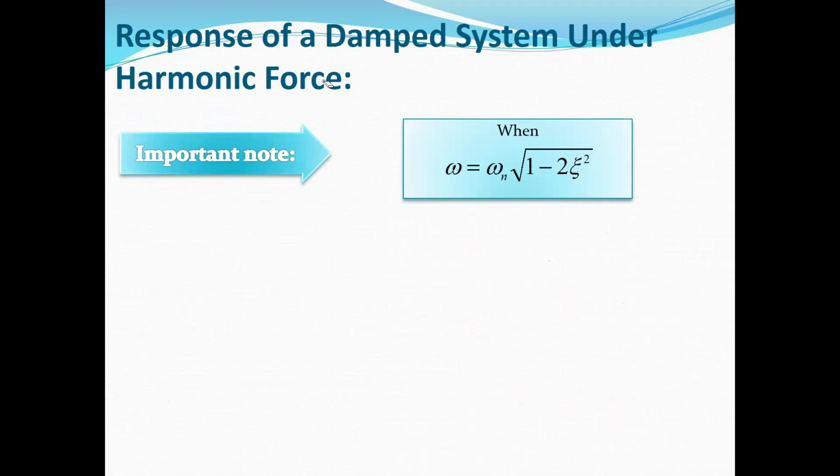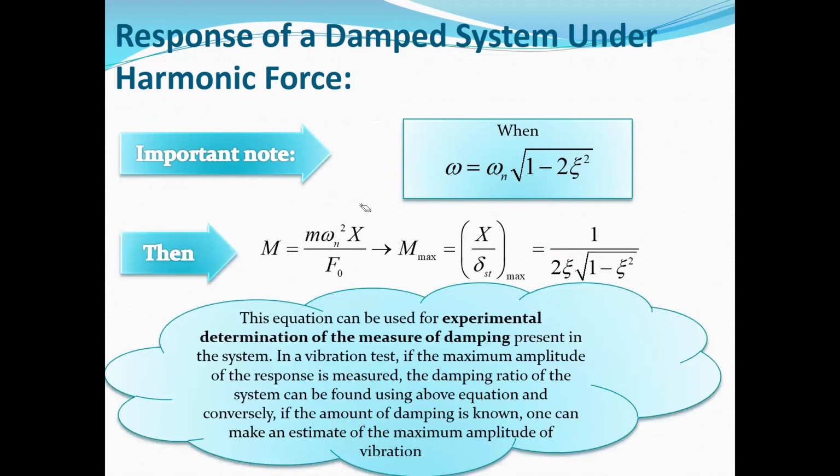The last point is that when omega, the frequency of the excitation, is equal to omega n times the square root of 1 minus 2 psi squared, where psi is the damping ratio and omega n is the natural frequency of the system, at this point we can extract the maximum value for the amplitude ratio. Here you can see this is M max, the maximum amplitude ratio.